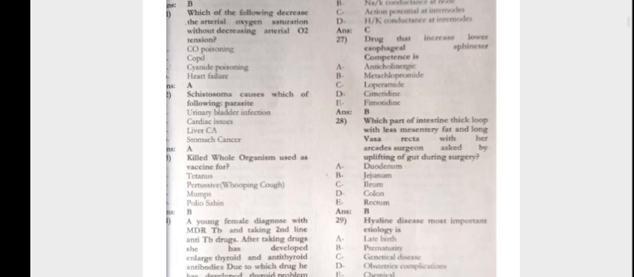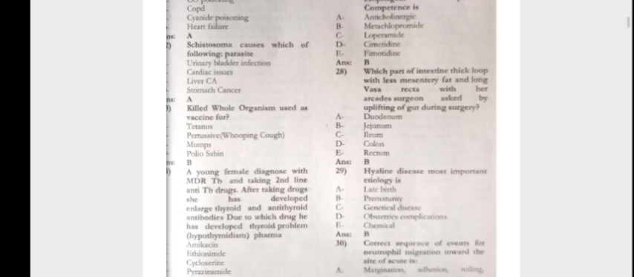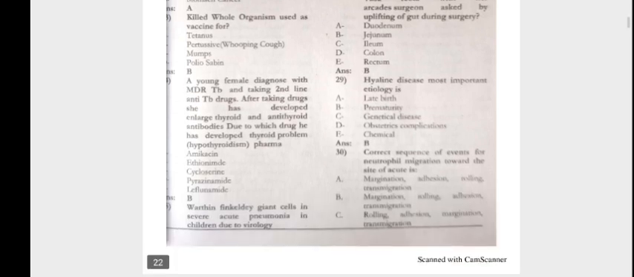Schistosoma causes which of the following? Urinary bladder infection. Killed whole organism is used as the vaccine for pertussis. A young female diagnosed with MDR TB and taking second-line anti-TB drugs. After taking drugs, she has developed an enlarged thyroid and anti-thyroid antibodies. Due to which drug has she developed the thyroid problem? That is hypothyroidism. That is ethionamide.